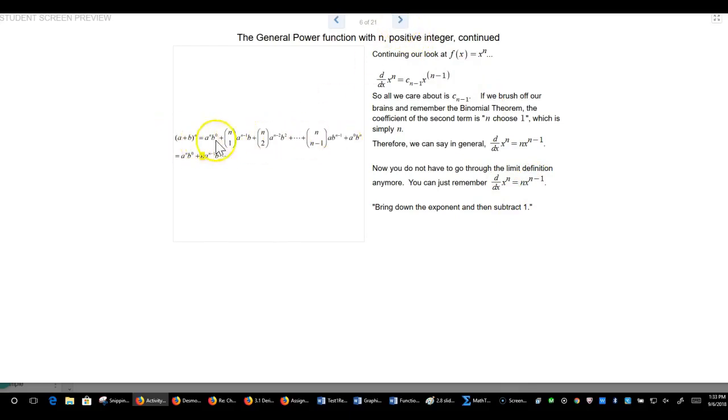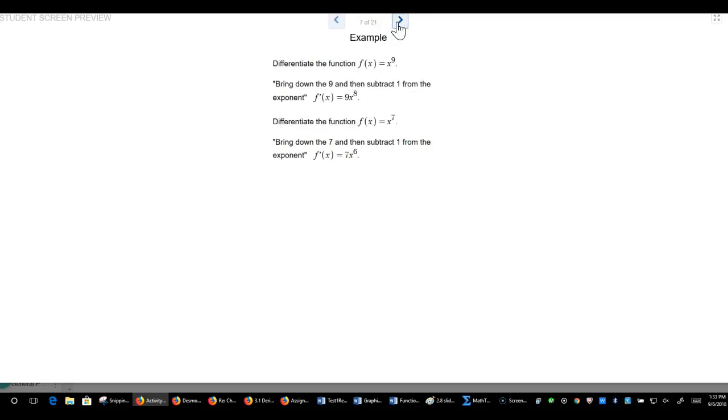Here's an example of binomial expansion. And again, every other term you don't care about except this one. So gratefully, you can put the binomial theorem aside and not have to think about it again. So let's just look at a couple of examples. f of x equals x to the 9th. My n is 9. I bring down my 9, and then subtract 1 from the exponent. The derivative is 9x to the 8th.